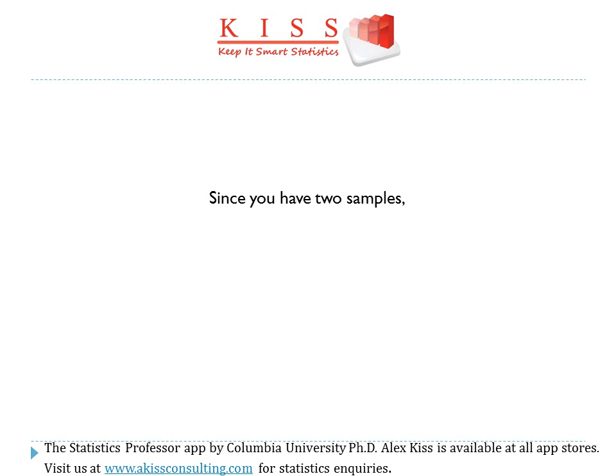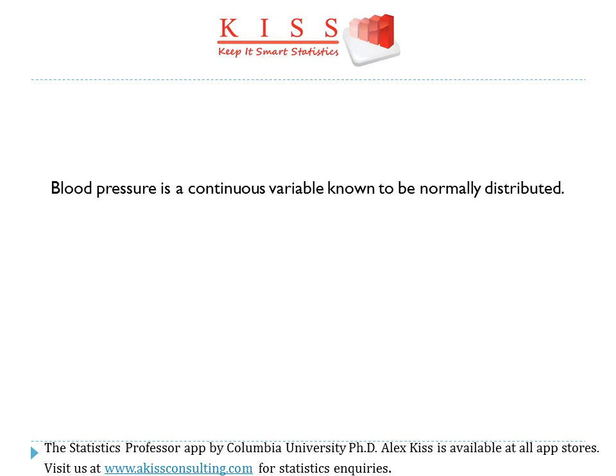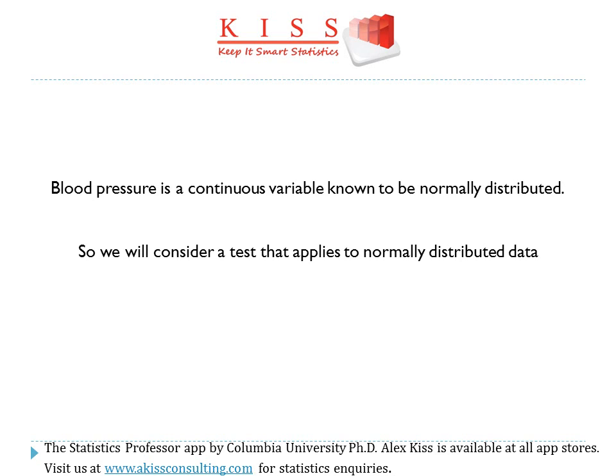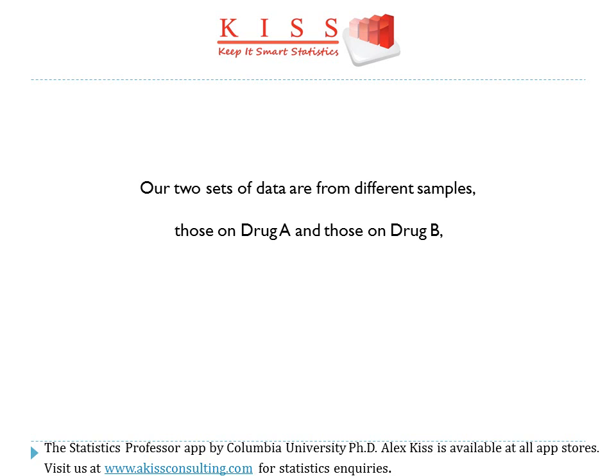Since we have two samples, those on drug A and those on drug B, we know we're looking at a two-sample test. Blood pressure is a continuous variable known to be normally distributed, so we will consider a test that applies to normally distributed data. Our two sets of data are from different samples, those on drug A and those on drug B. Therefore, they're considered independent samples.